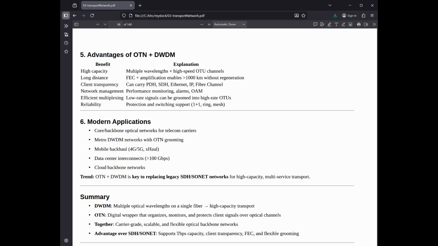Service level agreements, SLAs. OTN's built-in overhead allows carriers to prove to their customers that the line had 99.999% uptime and zero bit errors.